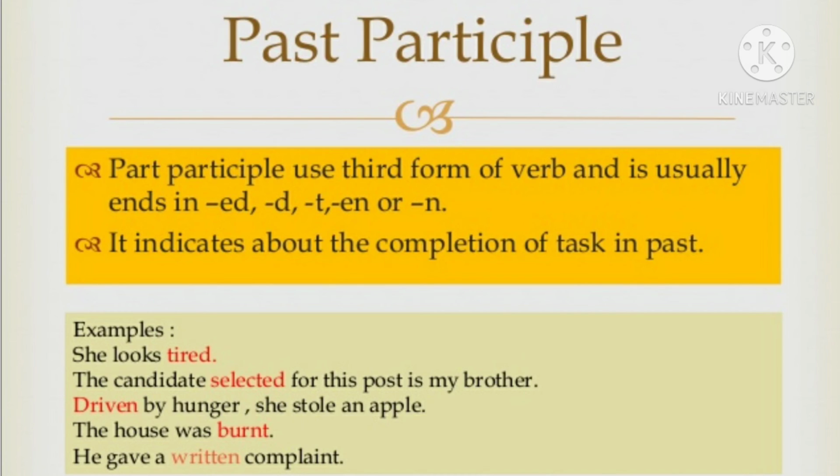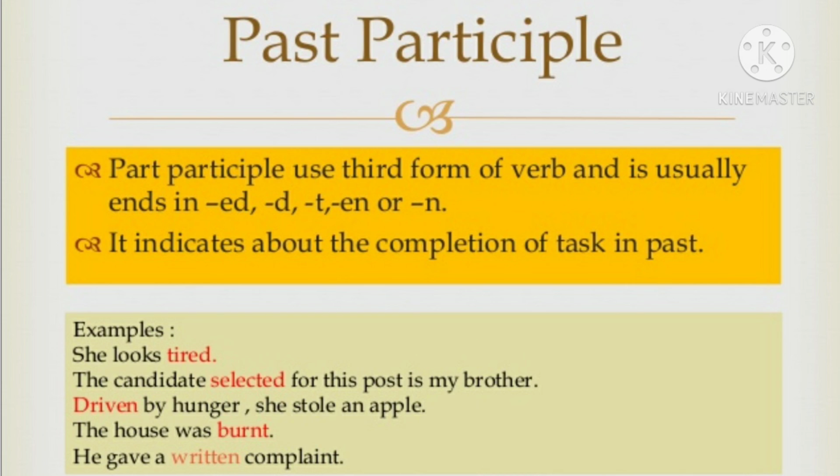Now come to past participle. Past participle is the third form of verb and usually ends in ed, or d, t, n, meaning en or n. It indicates the completion of a task in the past. So now if we follow the examples we can get it. Look at the verb used here, ending with ed, with d, with t or with en or n.